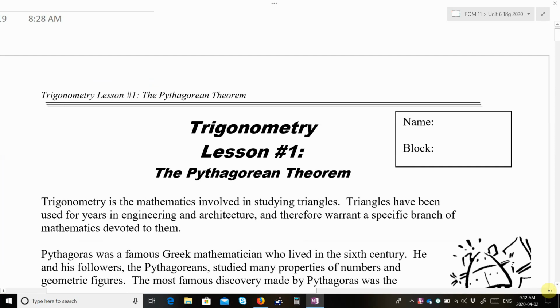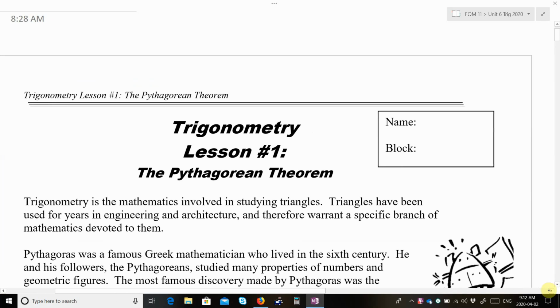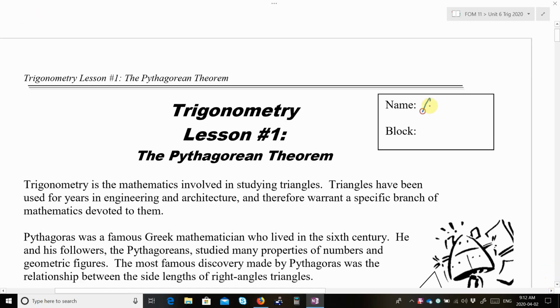In FOM 11 here, we are starting a new unit, trigonometry, and so today we're going to do lesson 1. I'll send you these notes. If you could print them out and then maybe copy down the lesson, that would be great. And of course, the exercises are at the end of this lesson with an answer key for you to work on. So here's trigonometry lesson 1, the Pythagorean theorem. I'm going to call mine answer key.